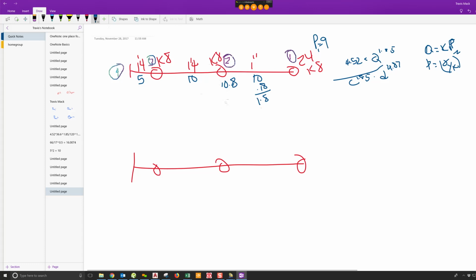Okay, so now let's figure out what's the flow coming out of here. So we'll say Q equals K times the square root of P. So we have 8 times the square root of 10.8. I did that wrong. 8 times the square root of 10.8. You get 26.3. Yes, yeah, we're doing K8s for this one.